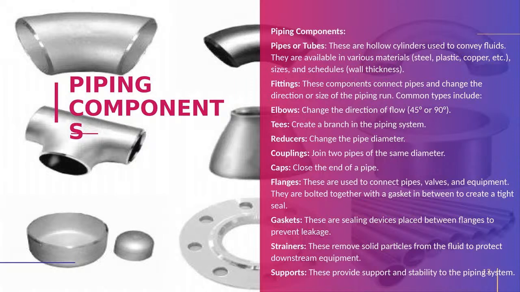Gaskets are used to prevent static leakage between flanges, pipes to flanges or flanges to flanges. A strainer, as you know, is used to remove solid particles from the system. Particularly, we will be using it in the suction line of compressors or pumps, or any major static equipment inlet lines. And then supports: this is not a component, but it will be a part of the piping system, which we will see in future.